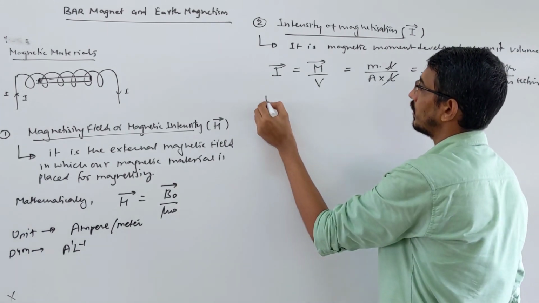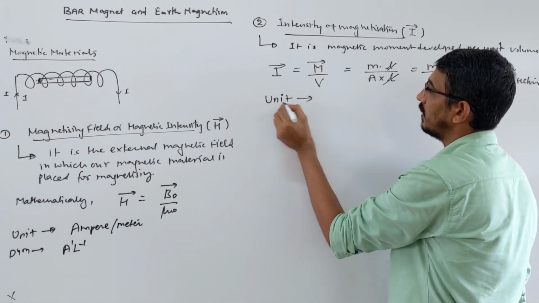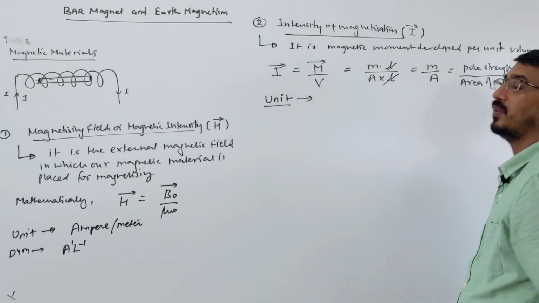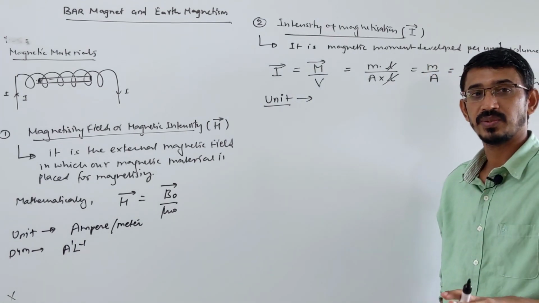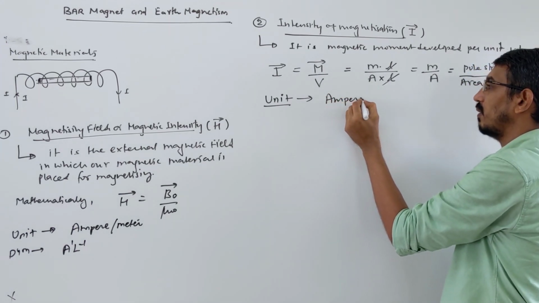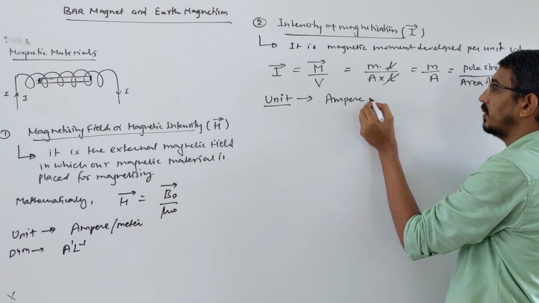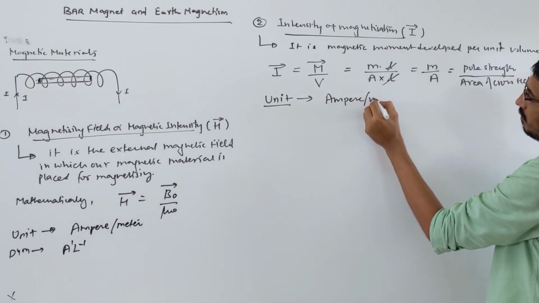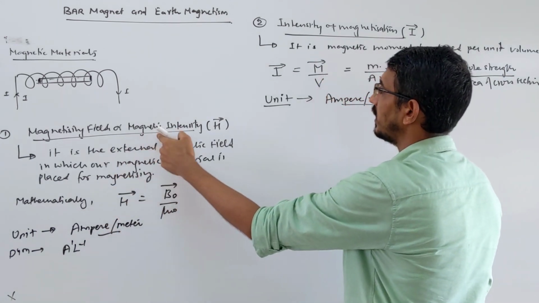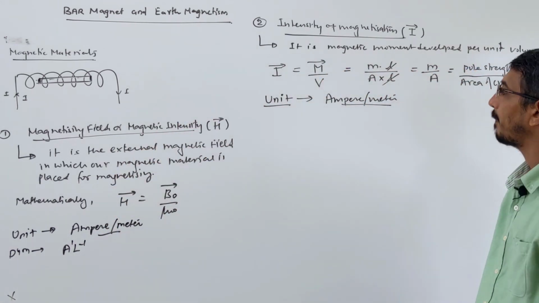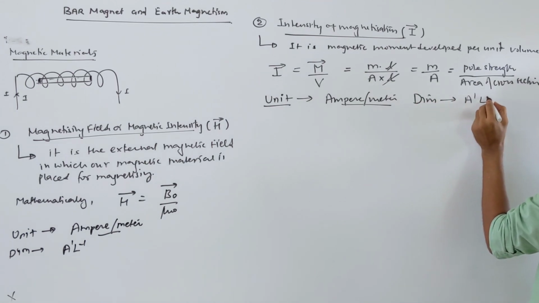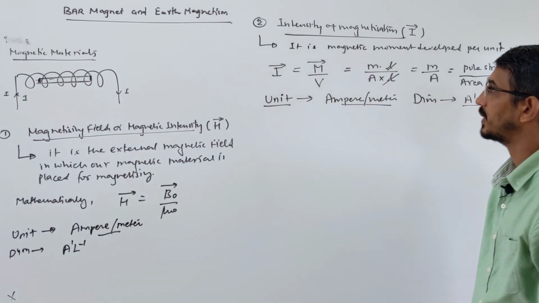Suppose you want to write the unit. It is very interesting, the unit becomes the same as H. The unit of magnetic moment we know is ampere meter square, divided by volume, so it becomes ampere per meter again. So if you watch carefully, H and I have the same unit, and the same dimension: A power 1, L power minus 1. Okay, this is the second definition.